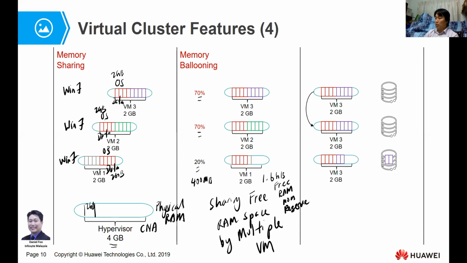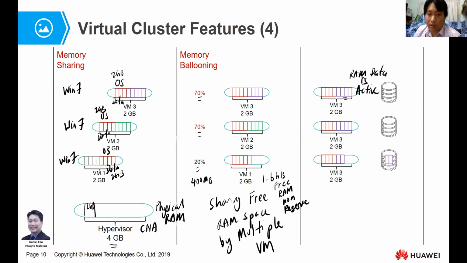And the next option, the third one over here. So you will see that the virtual machine is actually using VM3 as an example only. So when the RAM memory data is active, then they will fully utilize all the space here.